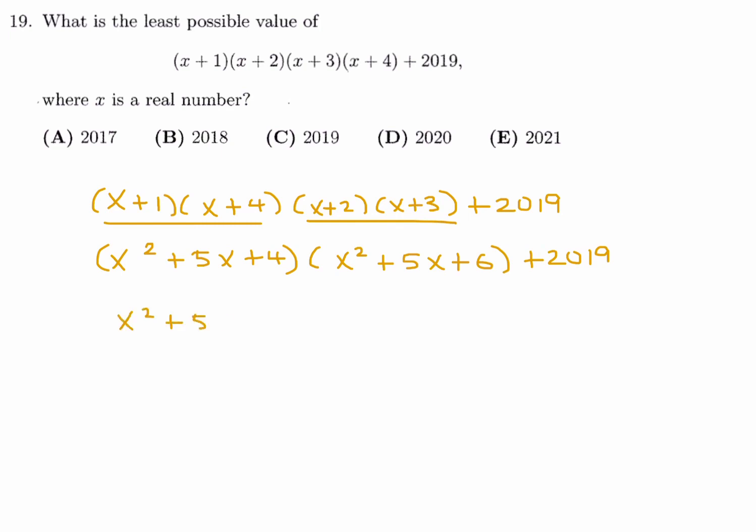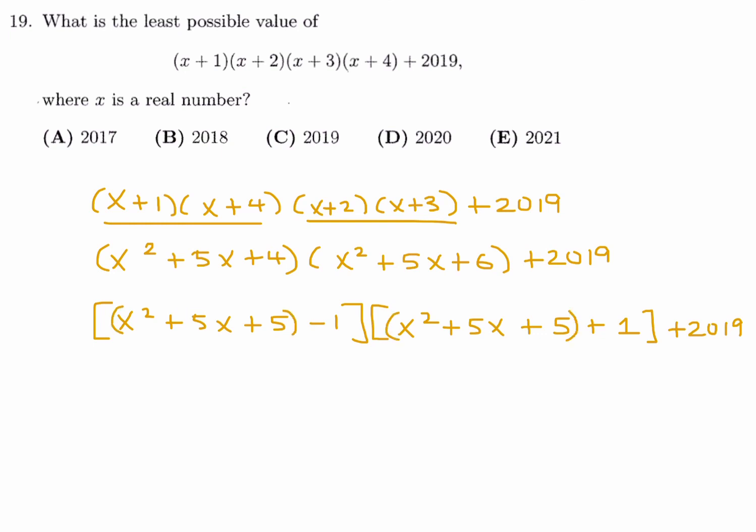x squared + 5x + 5 - 1. And then this guy over here, x squared + 5x + 5 + 1. And then plus 2019. So I think I got something very, very helpful.